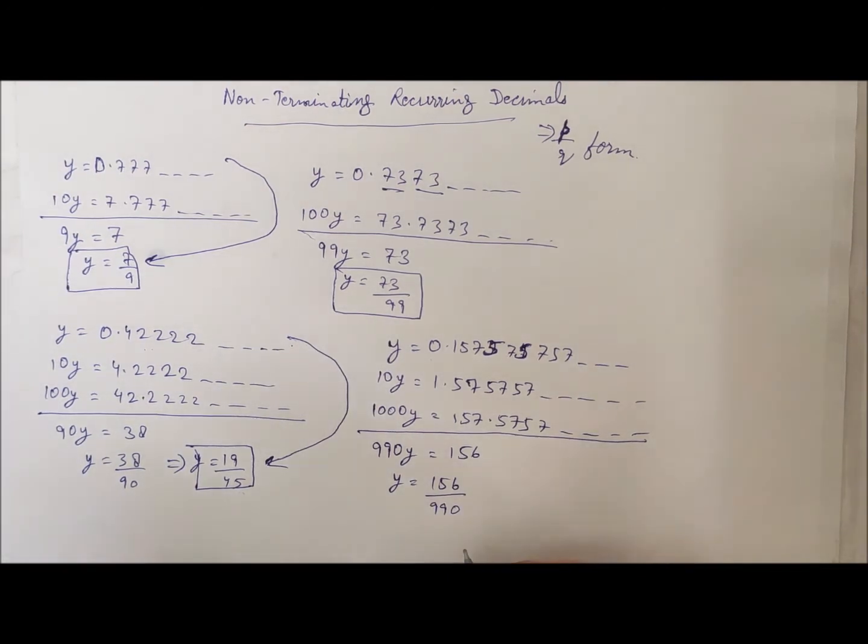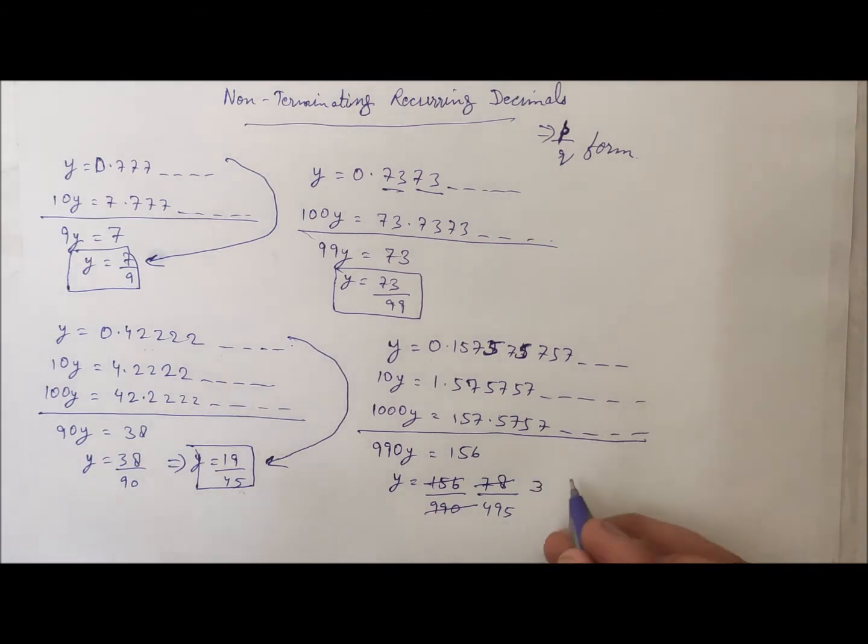If I just reduce it to the simplest form, I can cut it with 2. I'll get 78 by 495. Again, dividing by, let's say, 3, I'll get 26 by 165.